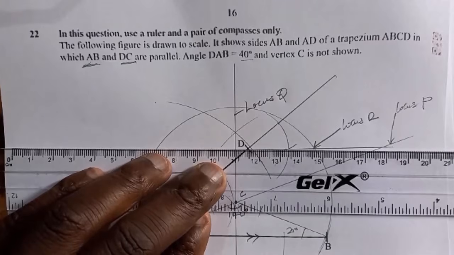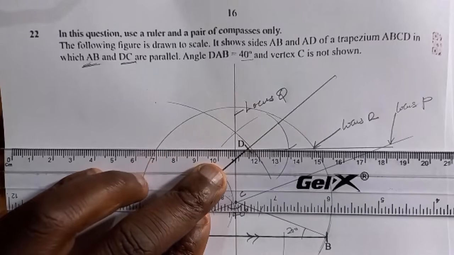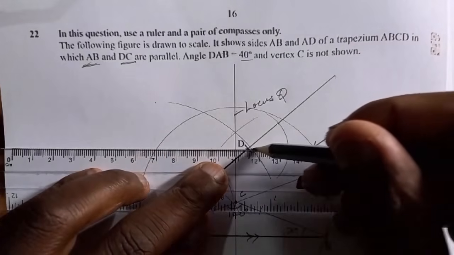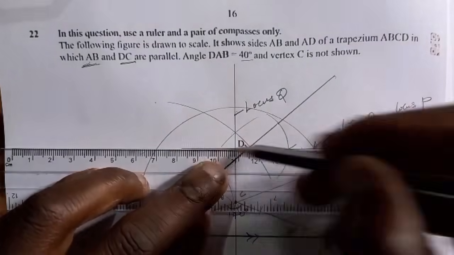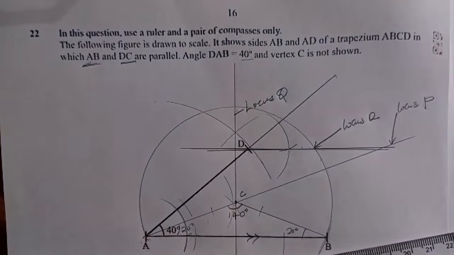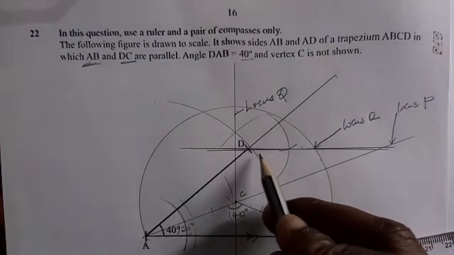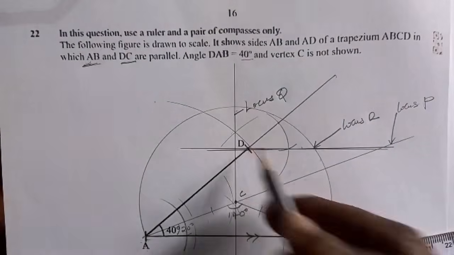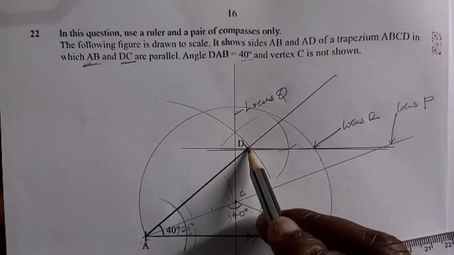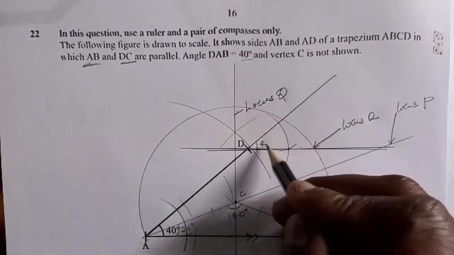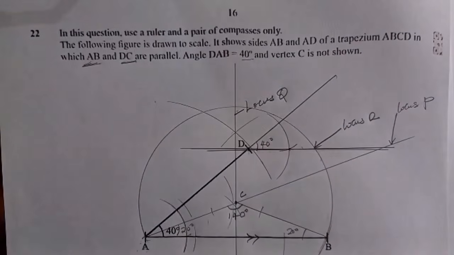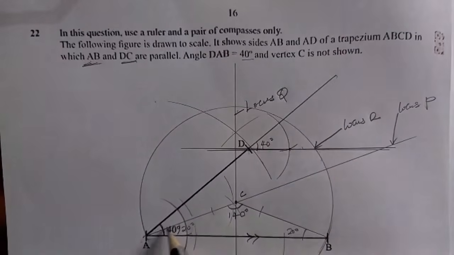So let me draw the line properly. It's supposed to pass through D, the point of intersection of those arcs, like that. So the line is passing through here. So this is point D, the point of intersection of arcs. So this angle here is 40 degrees. And this angle is 40 degrees.